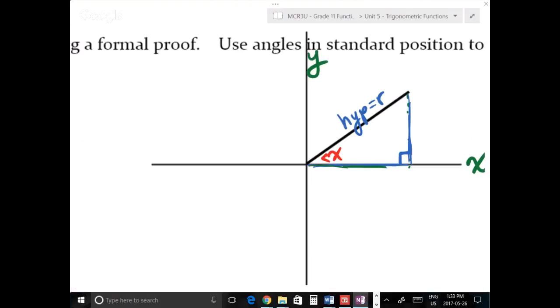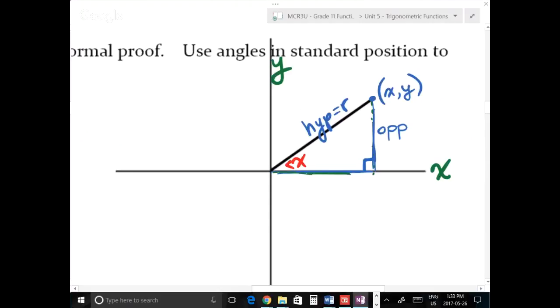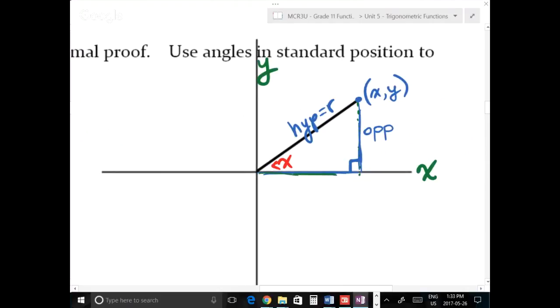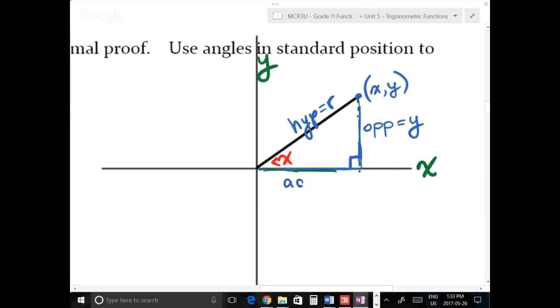But I want to prove that this doesn't just work for the unit circle. I want to prove this works for any angle. So we're just going to call it some letter r. But the opposite, what does it equal? Because of the unit circle, if that angle goes out to the coordinates x, y, the opposite is just equal to the y value. Good. And the adjacent is equal to x.